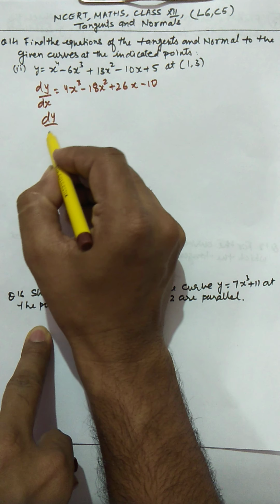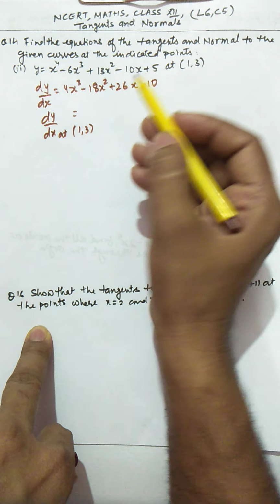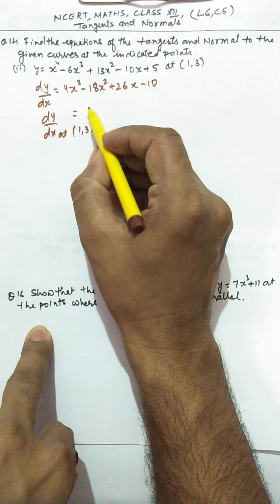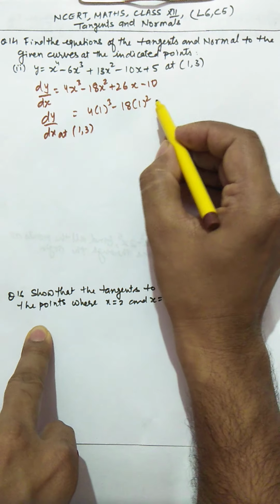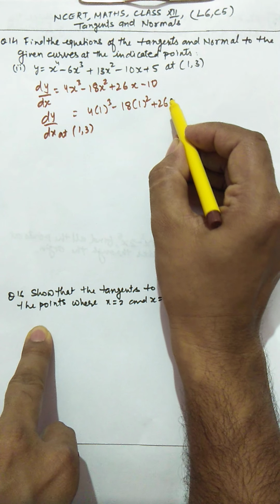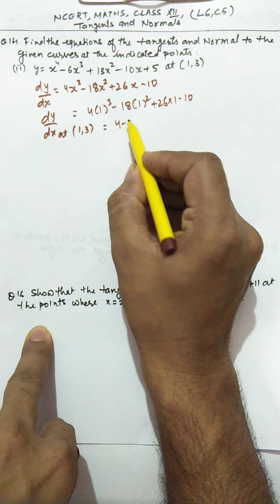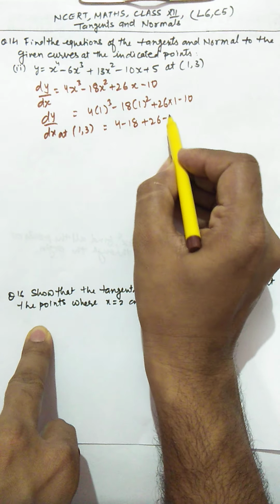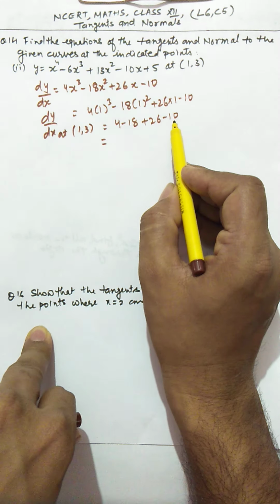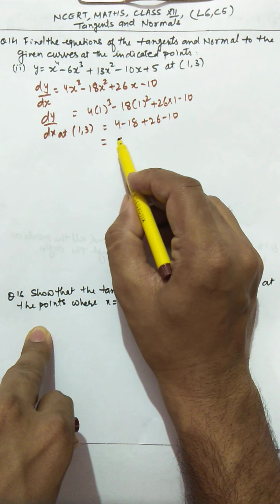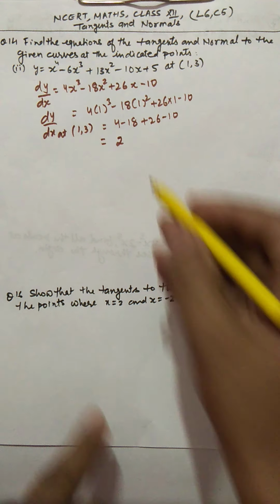Now we can find dy by dx at the given point, and the given point is 1 comma 3. When I put in the value, this becomes 4 into 1 cube minus 18 into 1 square, plus 26 into 1 minus 10. So we can simplify it further. This is 4 minus 18 plus 26 minus 10, which you can simplify as minus 28 and 30. So the answer is going to be 2. This is the slope of the tangent.